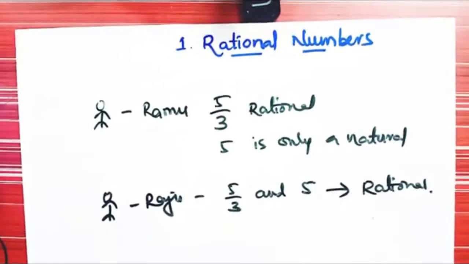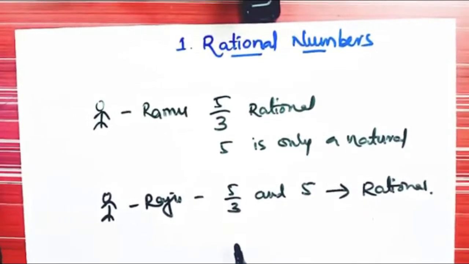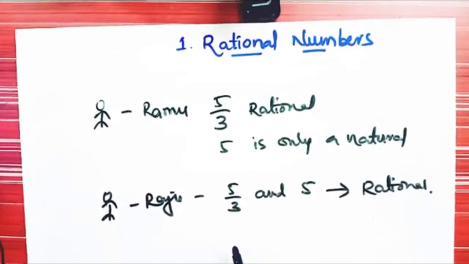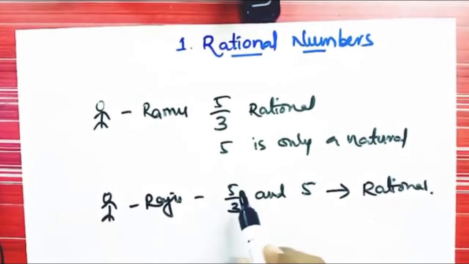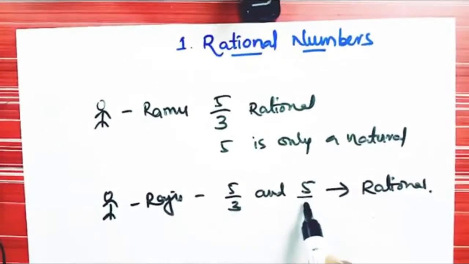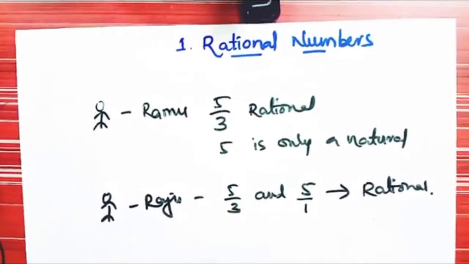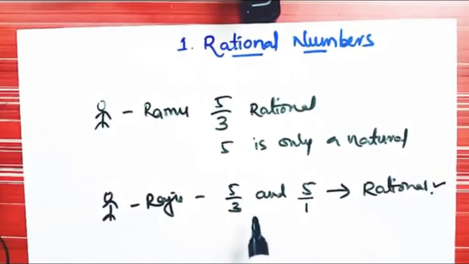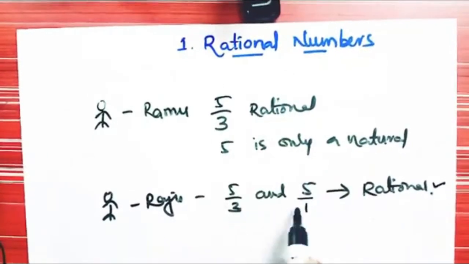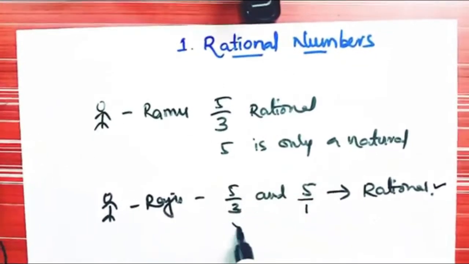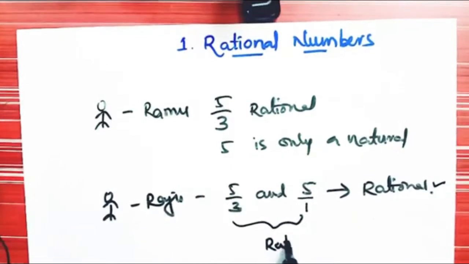Just now we discussed that natural numbers are also rational numbers. Now we can conclude that 5 by 3 is a rational number and 5 by 1 also is a rational number. So we agree with Raju. Why? Because both are in the form of p by q. So both are rational numbers.